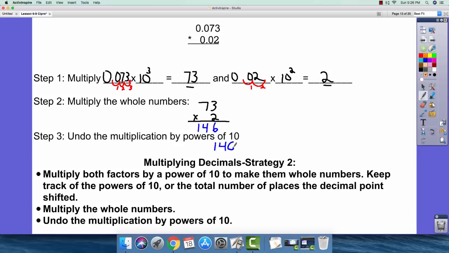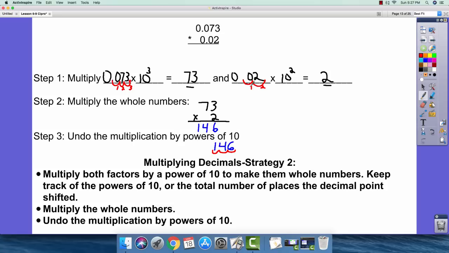But we know that's not my answer because I was really multiplying 73 thousandths times 2 hundredths. So let's look at step 3. It says to undo the multiplication by powers of 10. So what I mean by that is we had to keep track of how many times our decimal point was moving. For 73 thousandths, I moved it 3 places to the right. So in this number, my decimal point's here. I need to move my decimal point back 3 places, but instead of the right, I need to go to the left because I need to undo it. So I'm going to move it 1, 2, 3.